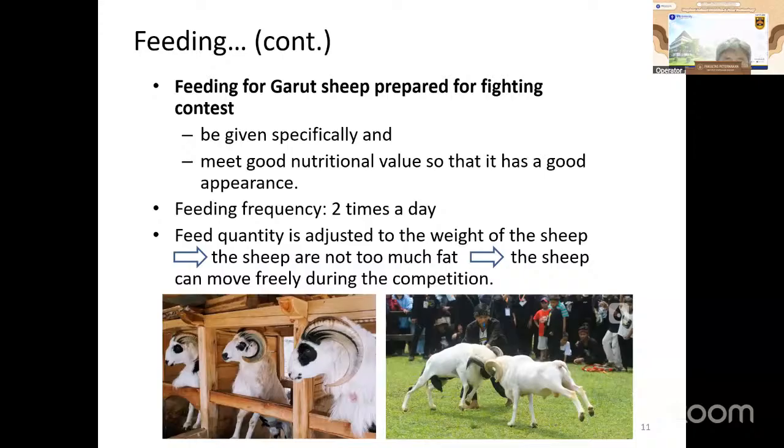Garut sheep, especially male sheep preparing for fighting contests, are given special feed of good nutritional value so that they have a good appearance. Feed is given to them 2 times a day. The amount of feed given is adjusted to the weight of the sheep so that they are not too fat and therefore can move freely during the competition.